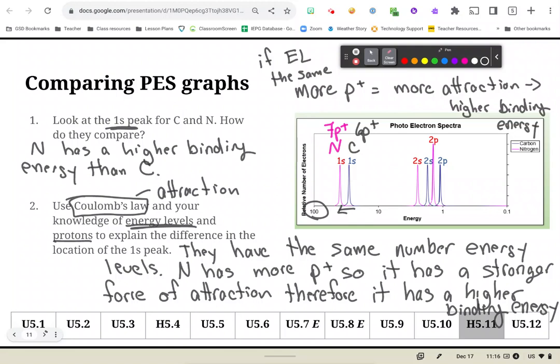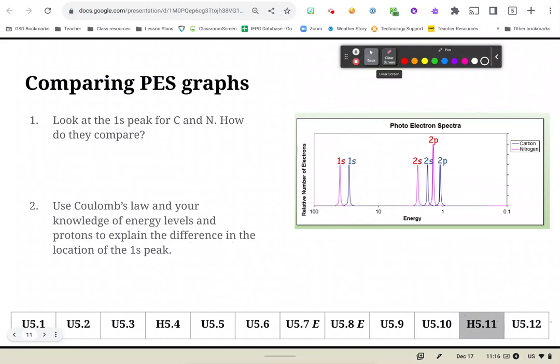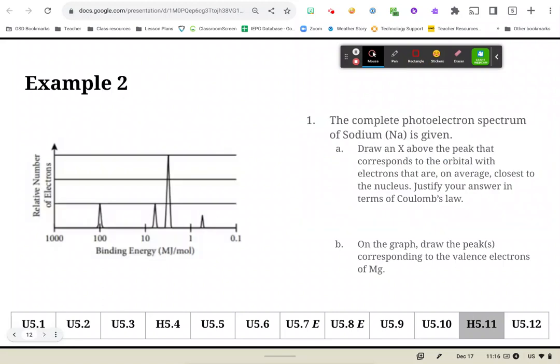All right, so let's go on to another example. Example 2. We give you the complete photoelectron spectrum for sodium. We want you to draw an X above the peak that corresponds to the orbital with the electrons that are on average closest to the nucleus, and then justify your answer in terms of Coulomb's law. First of all, I want to think about closest to the nucleus. Again, you can think about your nucleus being on this left corner. So the ones that are closest to the nucleus are the first peak.